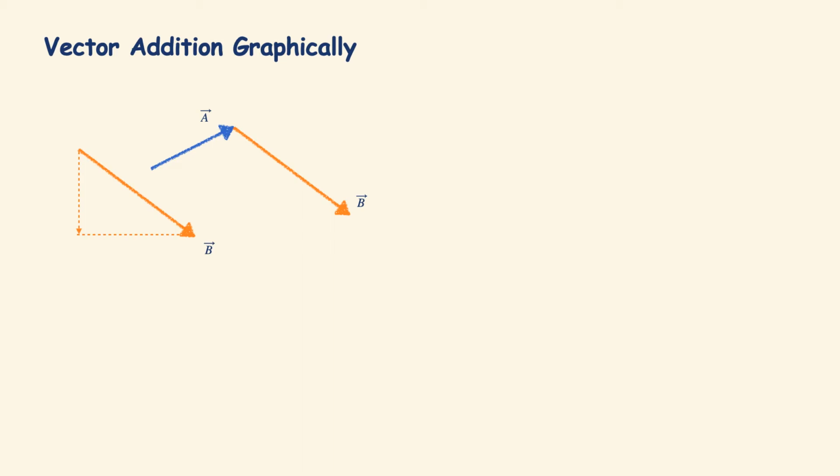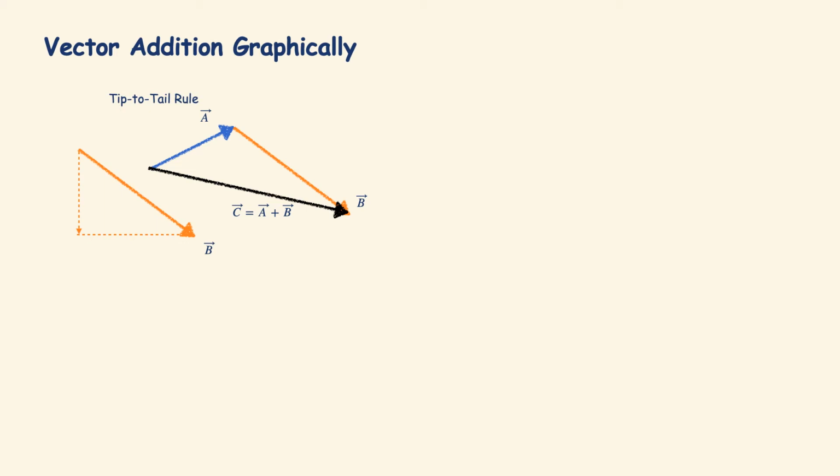I can actually draw directly the result. If the ant moved along the vector A and then along the vector B, the total displacement will be a vector C that starts from the tail of A and ends at the tip of B. Because in this configuration, we actually move the tail of B to coincide with the tip of A. This rule is known as the tip to tail rule.